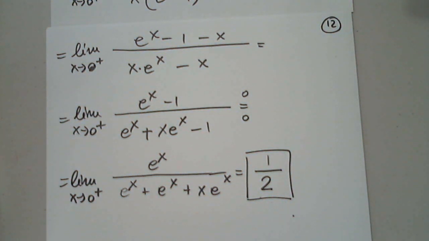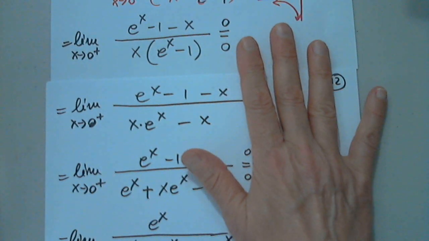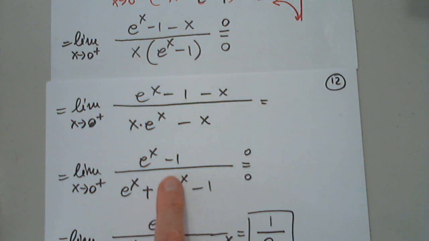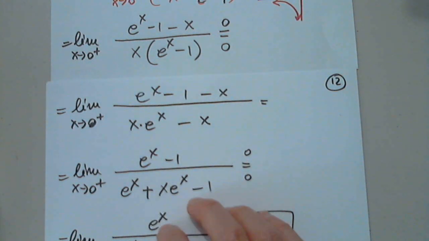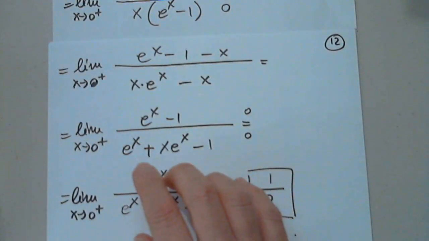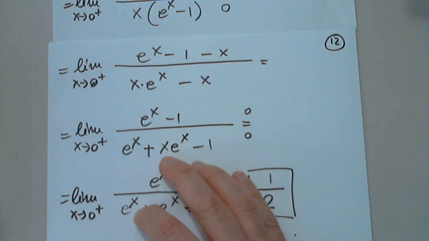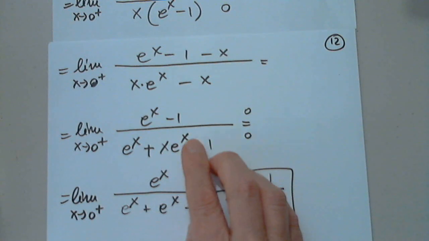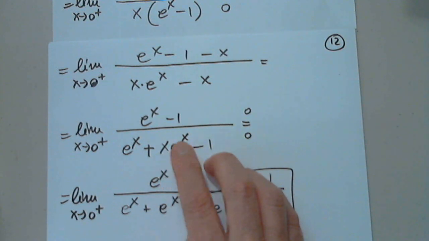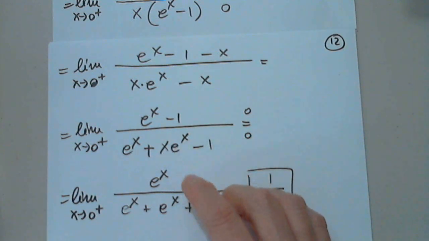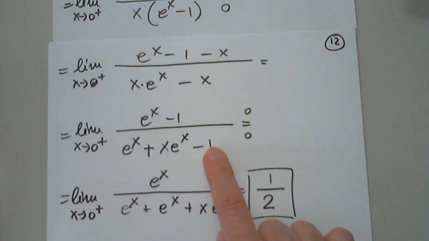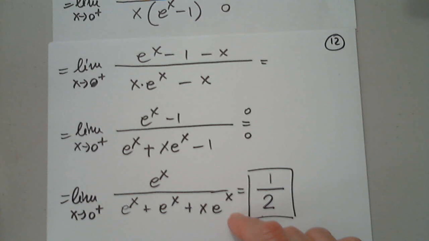Professor? Yes. I kind of got lost at the last step when you applied the rule again. From here? Yes. Okay, so let's do that again. So e to the x prime is e to the x. Negative 1 prime is 0. e to the x prime is e to the x. x e to the x prime, the first function prime is 1 times e to the x plus x times e to the x prime. Negative 1 prime is 0.